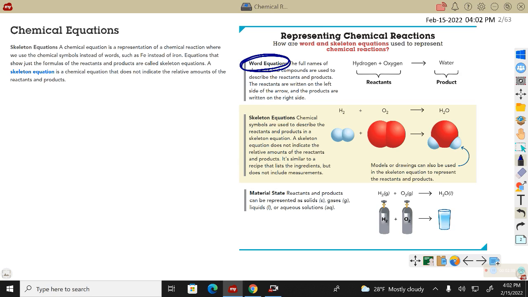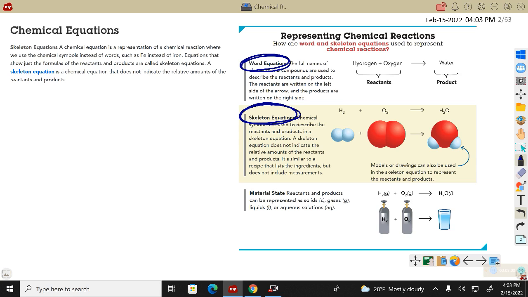Here we're going to start writing out formulas in our equations. We'll call this a skeleton equation. It's the same information. Hydrogen reacts with oxygen to produce water, but instead of writing out the words, we're going to use the formulas. Now, one thing we should make note of: there are certain elements that are found in pairs. Hydrogen and oxygen being an example.